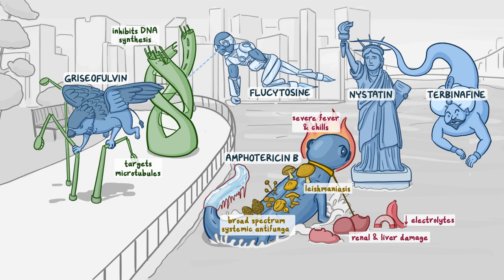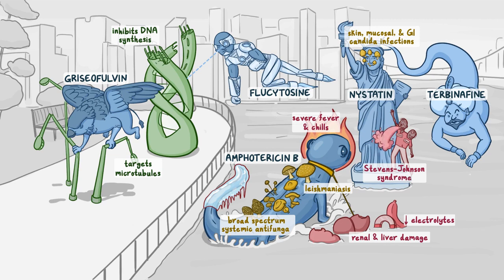For nystatin, let's have candy-like mushrooms growing on the Statue of Liberty's face and mouth, since it's used to treat skin, mucosal, and GI candida infections. For side effects, at the foot of the statue, there's a two-headed zombie named Steve and John for Stevens-Johnson syndrome, and it's vomiting on the statue to represent GI disturbances.